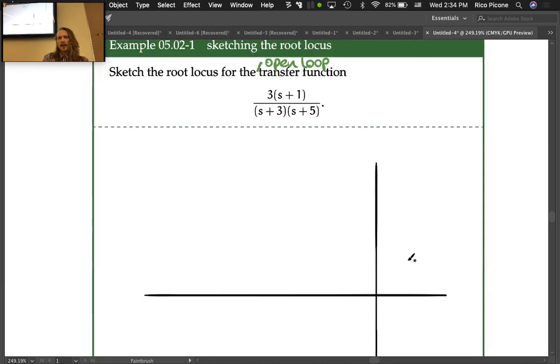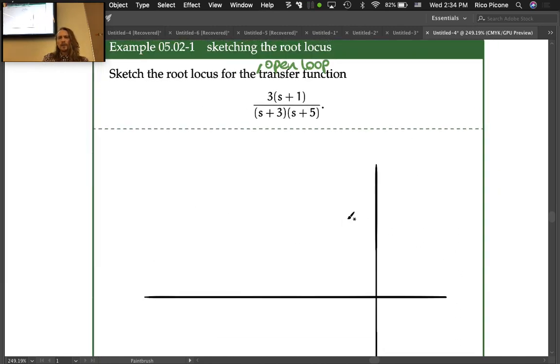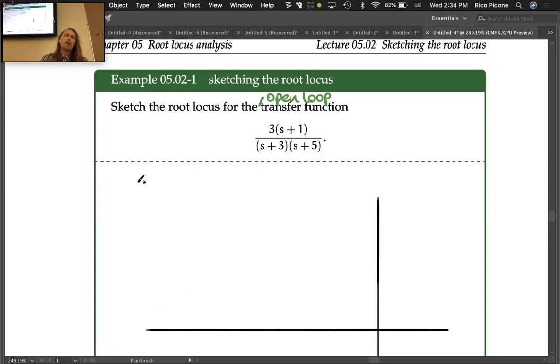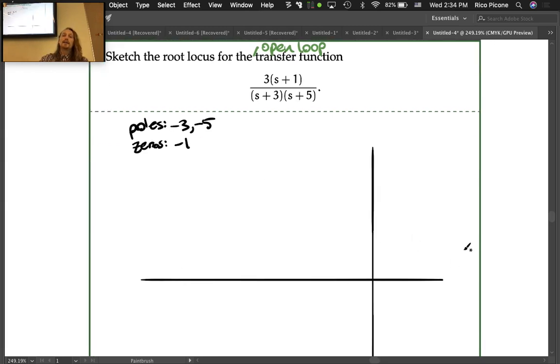And we've got, let's figure out what are our poles. What poles do we have? -3, -5. -3 and -5, those are our poles. And our zeros? -1. -1. So they're all real, so they're all going to be on the real axis, right? This is our real axis, imaginary axis.